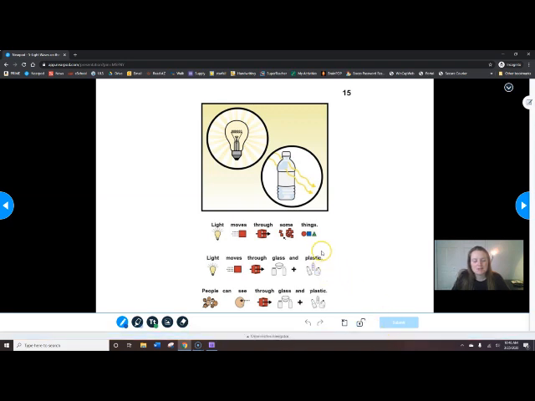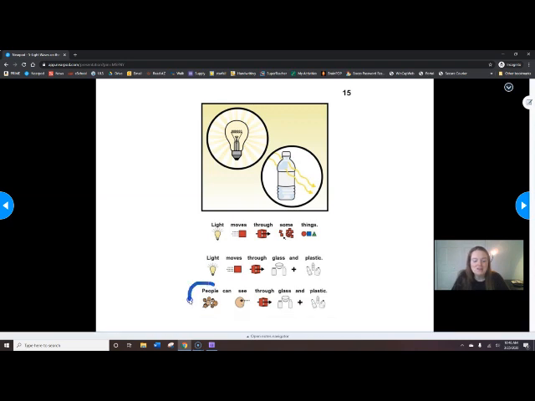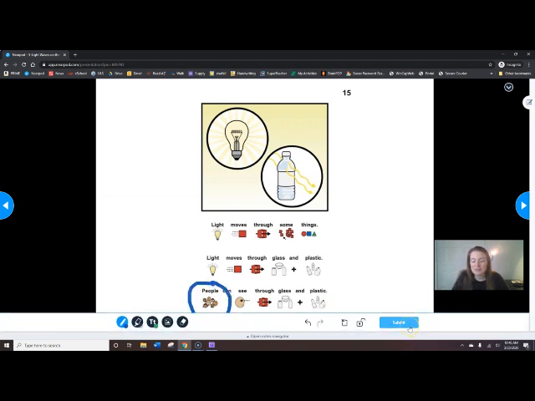Let's circle people on this page. Who can see through glass and plastic? People can. So let's circle people. When you're done circling people, hit submit.